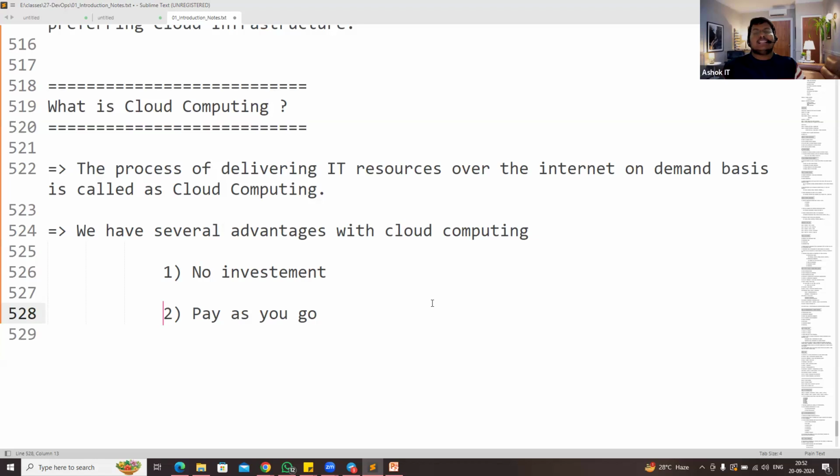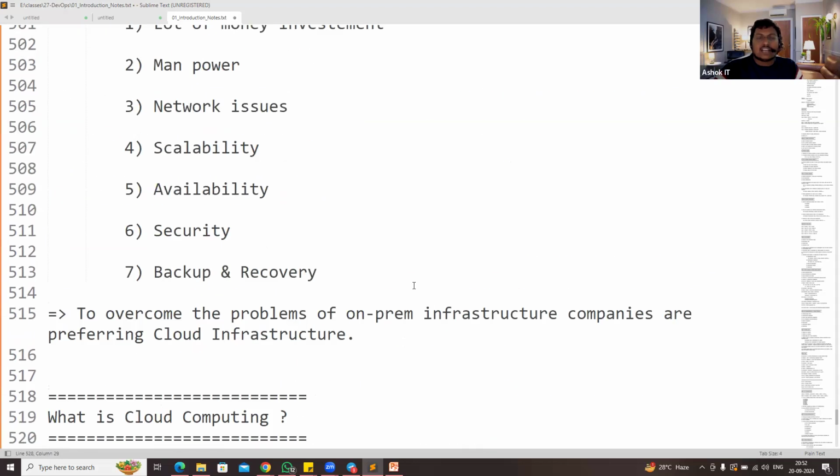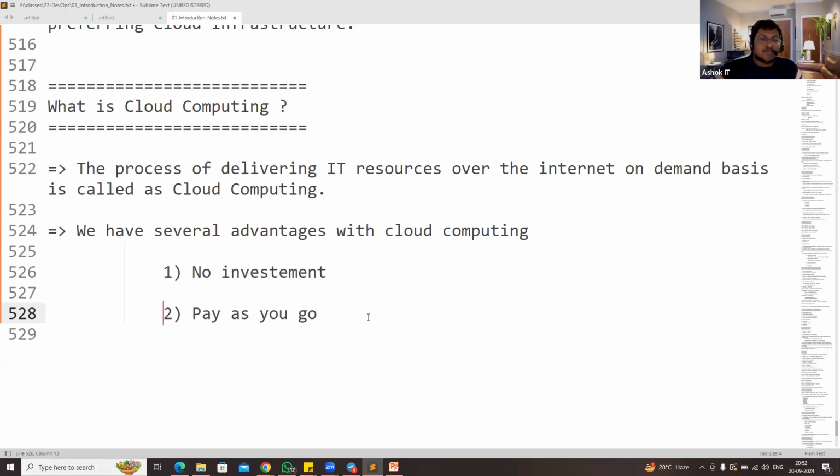You don't need to buy 1,000 computers at a time. If you need 10, take only 10, pay for 10. If you want 20, take 20, pay for only 20. So whatever you use, you pay for that. Cloud computing works based on the pay as you go model. Instead of purchasing the computers, you take the computers for rent and you pay the rent for using them. So that is the pay as you go model.